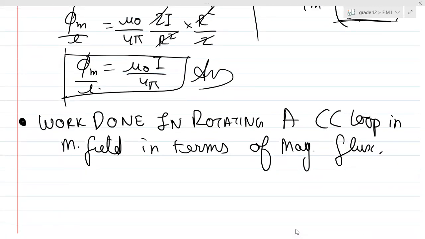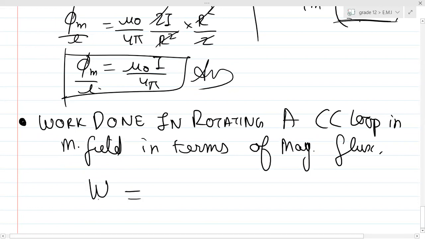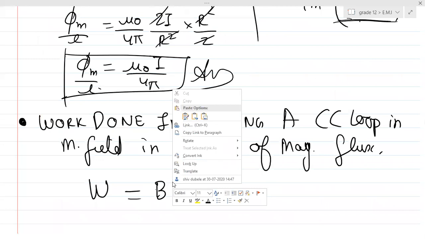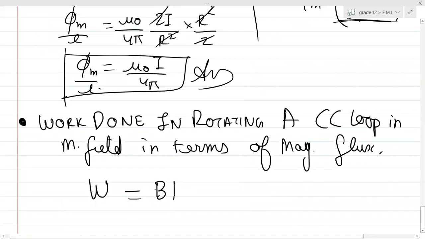So basically, we are seeing one more formula, which we already discussed: work done in rotating a current carrying loop in a magnetic field, in terms of magnetic flux. If you remember, in the last class we discussed work done is basically equal to B into I into N into A into cos theta I minus cos theta F.